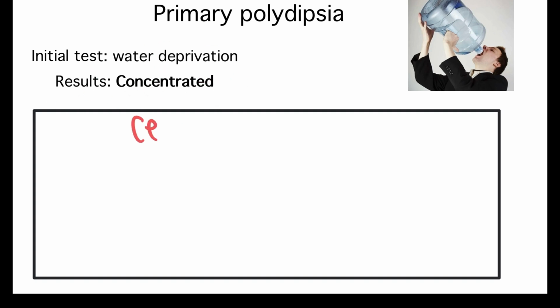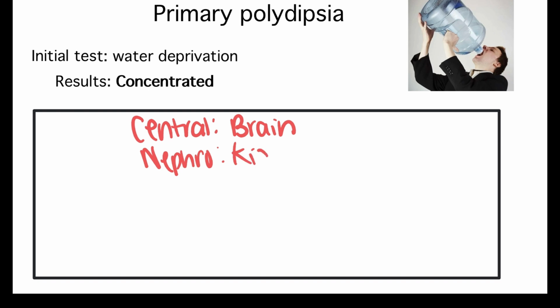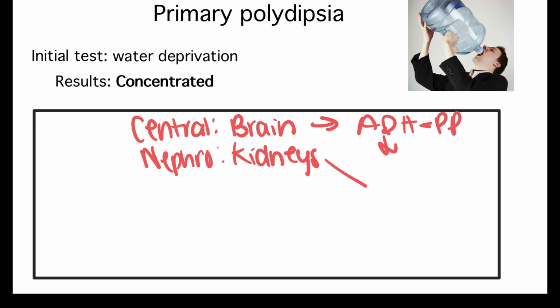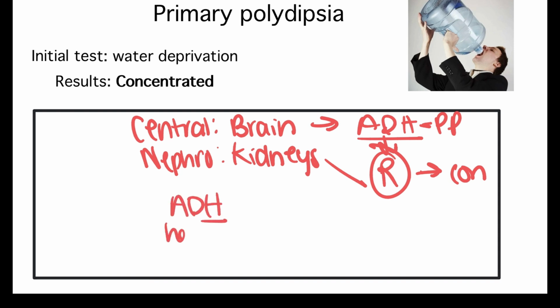This means the central part is working, which is the brain, and the nephro part is working as well, which are the kidneys. Remember, the brain releases ADH from the posterior pituitary. It then goes to the kidneys, and the kidneys have to receive the ADH in order to concentrate the urine. Because remember, the ADH holds on to what?